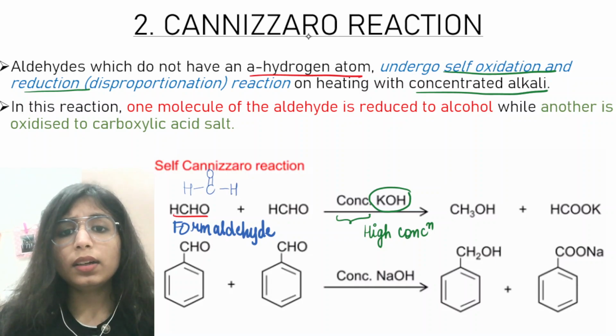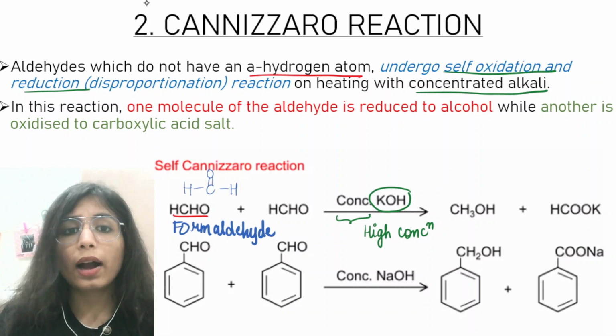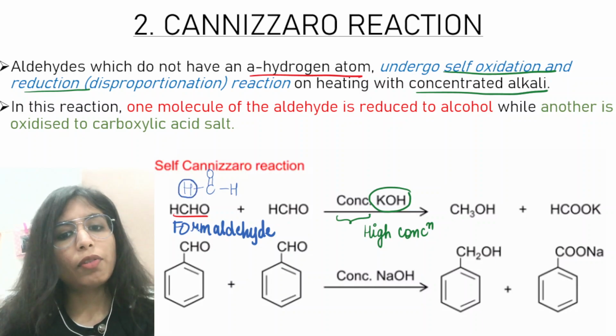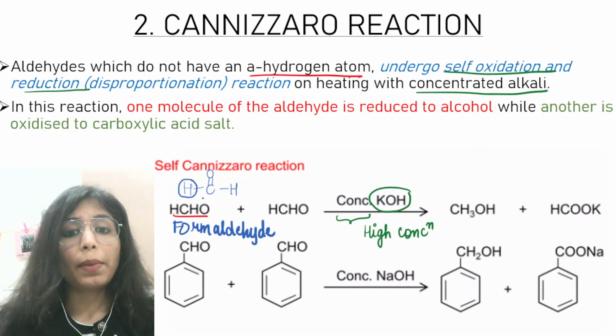So since there is no alpha carbon in this case, right? So no alpha carbon is present in this case. So basically no alpha hydrogen is present. Just remember, this hydrogen is directly attached to the C double bond O group. So this won't be considered as the alpha hydrogen.